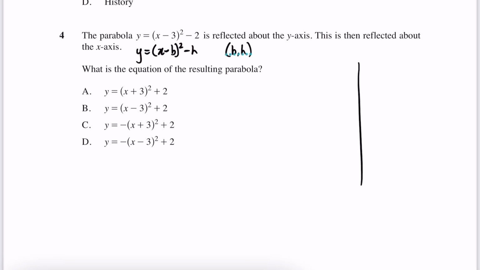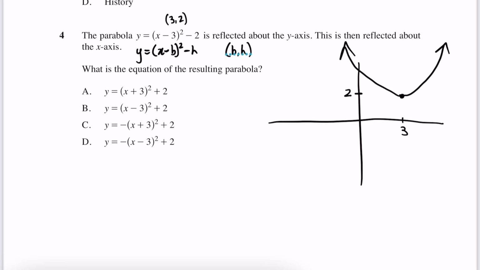So if we just draw a graph, the vertex is going to be at (3, 2). Okay, so (3, 2). So that is going to roughly be here, where the x coordinate is 3, the y coordinate is 2, and our parabola looks something like this. So when we reflect it about the y-axis, we then get something here, where our vertex is at (-3, 2), and the y coordinate remains the same, so it will look something like this. And then when it's finally reflected about the x-axis, we end up with something like this.